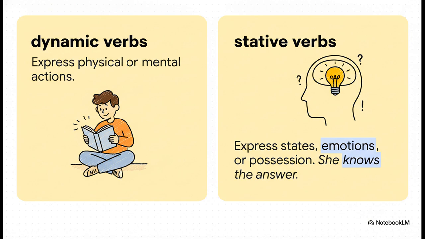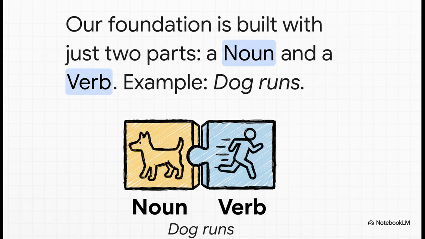So-called dynamic verbs show clear action, right? Like reading a book. But stative verbs, they express a state, like an emotion or a possession. For example, knowing the answer. Both types are doing absolutely essential work in the sentence. Now put them together, and what do you get? A complete sentence. Dog runs. Yeah, it's simple, but it's a solid foundation. And now we can really start building on it.